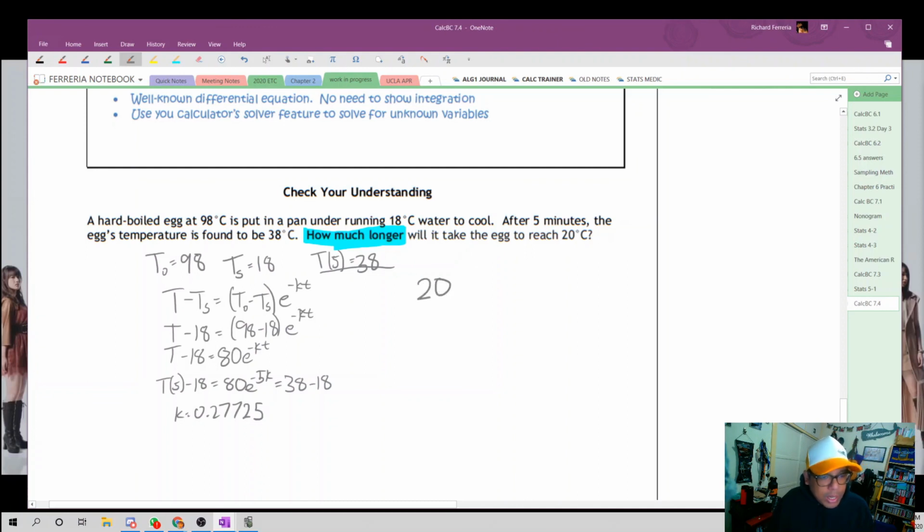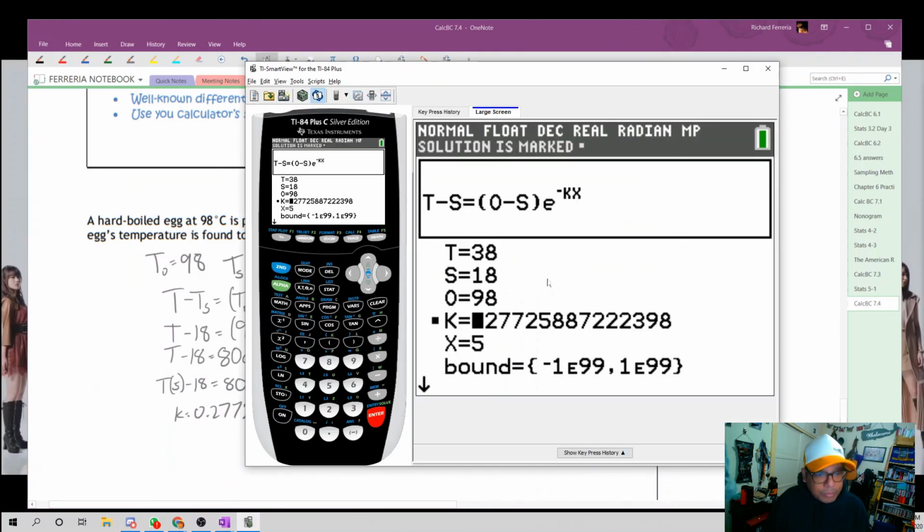The next equation we're going to set up is, when will the temperature be 20 degrees? So I'll put a 20 here. 20 minus 18, so I don't make that same mistake that I just did. That's going to be equal to 80 e to the negative kt. Taking note that k is actually not unknown. K is this value over here. And then we'll grab our solver and solve that out.